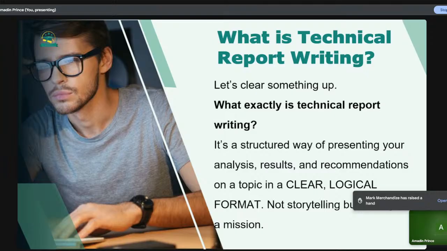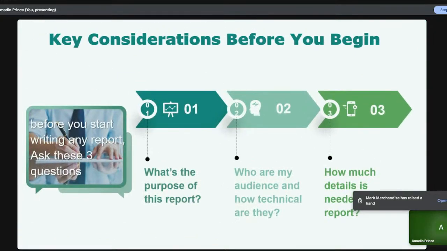It's not just storytelling. You don't need to tell any story, but you are writing it with a mission, which is that it must be clear and it must be placed in a logical format. And that's basically the definition of technical report writing. So move on to the key considerations before you begin. Before you undertake any project, even if you are doing it for someone or it's your final project, you ask yourself three main questions.